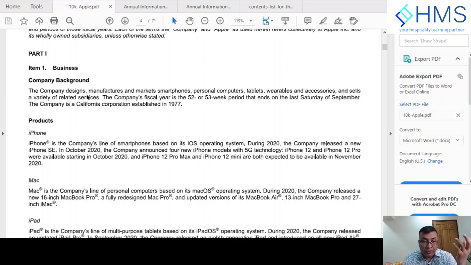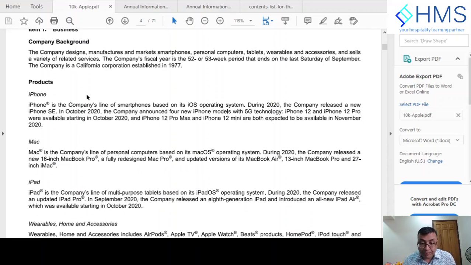Here Apple is explaining what their business is. Apple designs, manufactures and markets smartphones, personal computers, tablets, wearables and accessories, and sells a variety of related services, which we will look at shortly. The company's fiscal year is a 52 or 53 week period that ends on the last Saturday of September. The company is based in California and was established in 1977. So it's quite general information about the company.